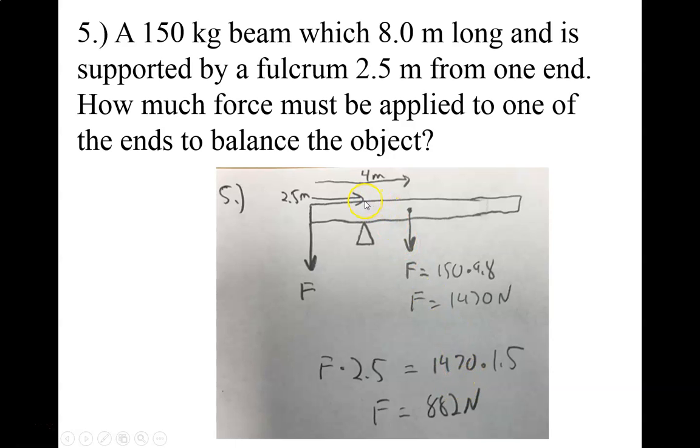Now again, this is when it helps to have a drawing. This distance right here is 1.5 meters. I'm not going to use 4 meters as my lever arm distance, because it's not the distance from the other force. The lever arm is the distance from the pivot point. So from the pivot point it's just 1.5 meters. Easy mistake to make. Don't do that. So solving, we get 882 newtons.